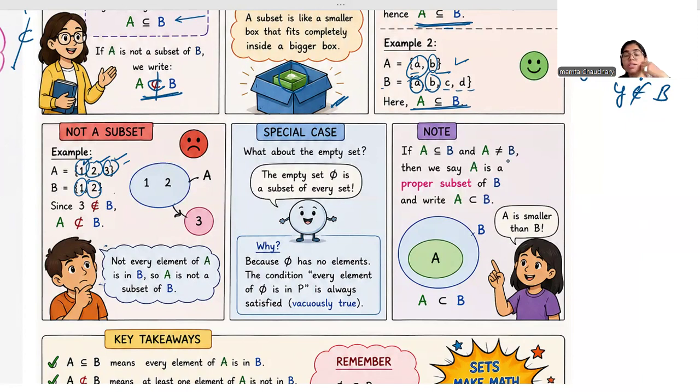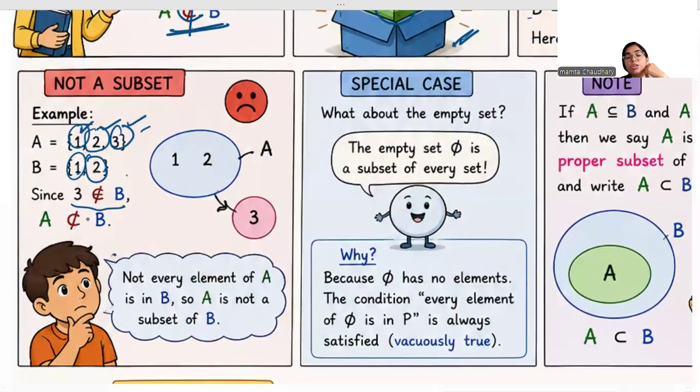Then what can you say? As 3 doesn't belong to B, we can say that A is not the subset of B. Right? So A is not the subset of B. Not every element of A is in B, which means A is not a subset of B.